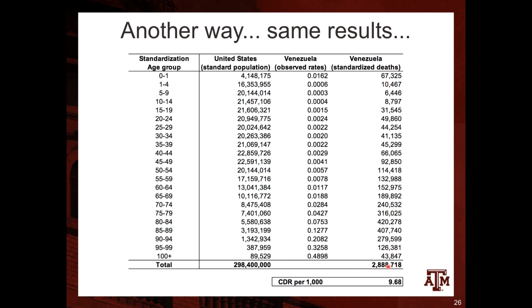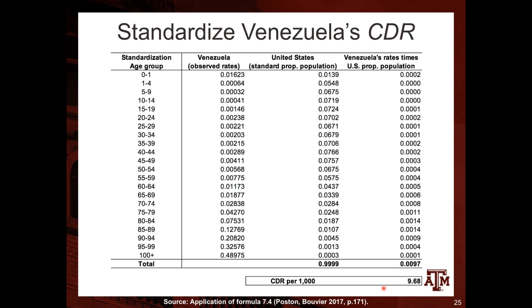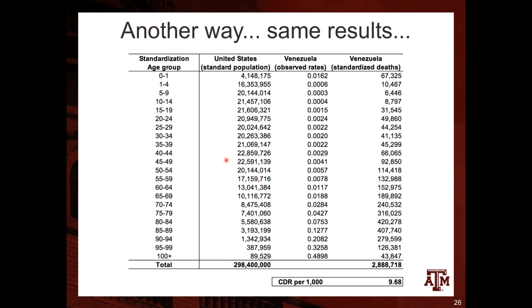And if you get this 2.8 million and divide by 298 million, multiplied by 1,000, we get 9.68. So 9.68 deaths in Venezuela per 1,000 people, taking the US population as a standard. So this 9.68 is the same as in the previous slide. So the exercise in this slide is the same one as in that one.